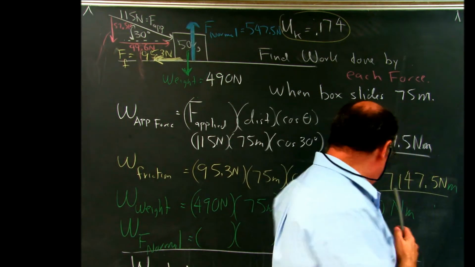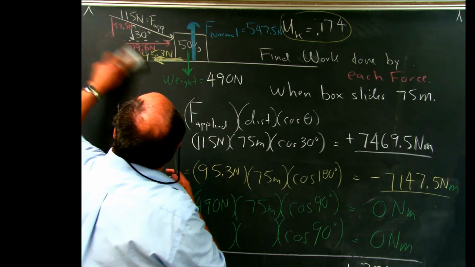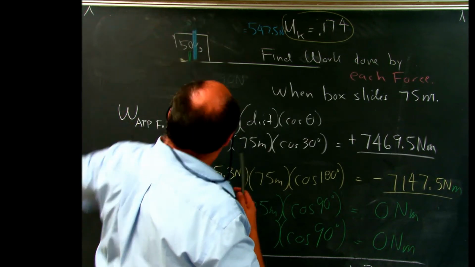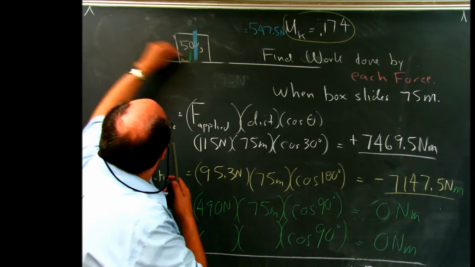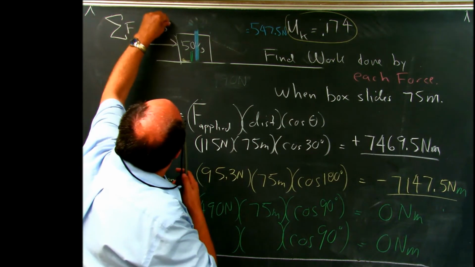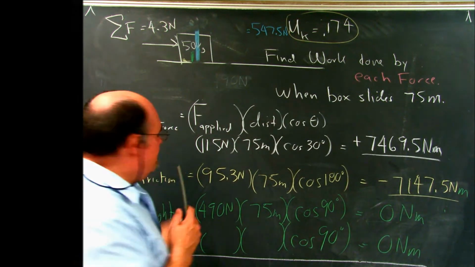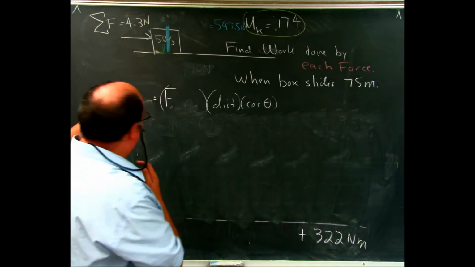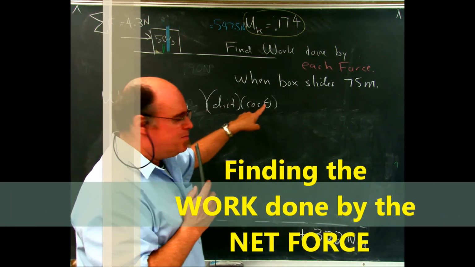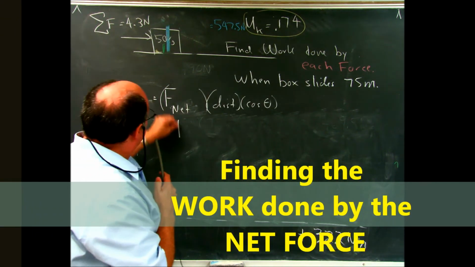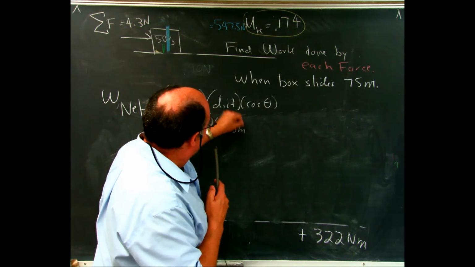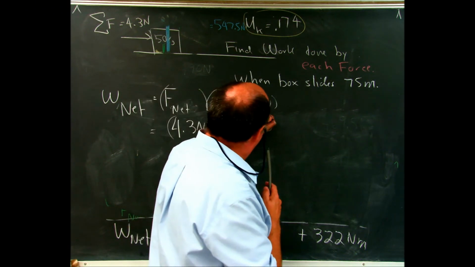So if I just erase that to show you how they compare, let me take all of these away for a moment, all the forces, and just say that the net force equals 4.3 newtons. And then I want to see how much work was done by the net force. I could do this. If I say what is the net work, then I would have to take the net force, multiply it by the distance, multiply it by the cosine of the angle. So this would be 4.3 newtons. The box will physically move through 75 meters. And the angle in this case is 0.